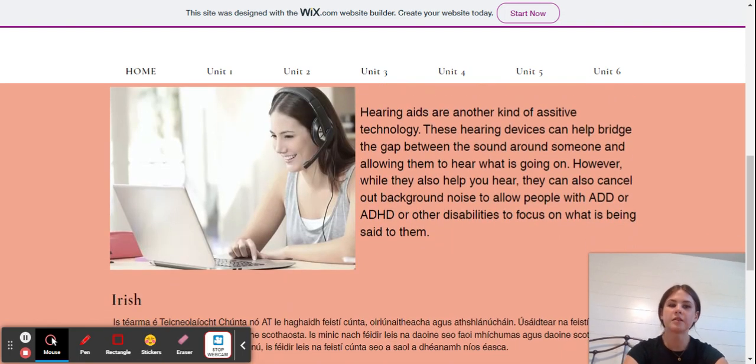All right, hearing aids is what I'm going to talk about next. Hearing aids are amazing. They are hearing devices that can help bridge the gap between the sound around someone and allow them to hear what's going on. So, when somebody is partially deaf, this helps them. It doesn't necessarily help people that are fully deaf. Sometimes hearing aids can't solve that problem for them. But this helps the people that need help bridging that gap.